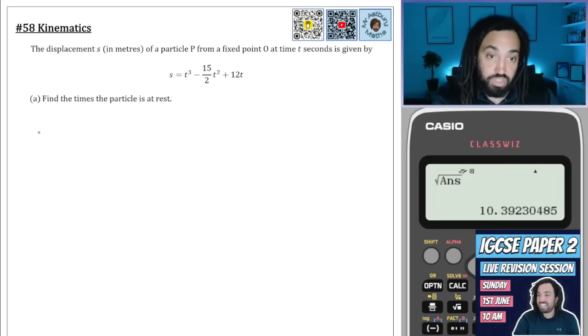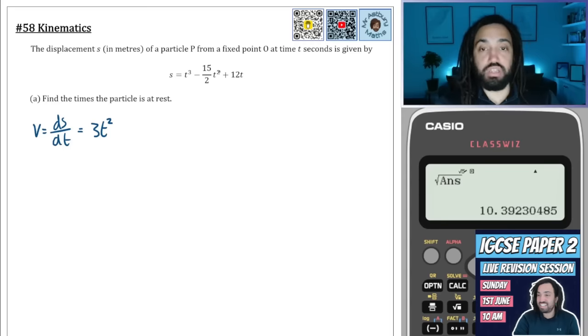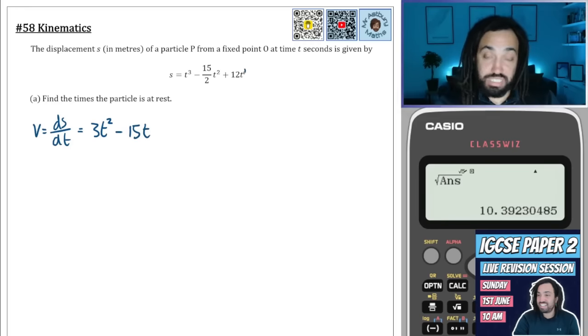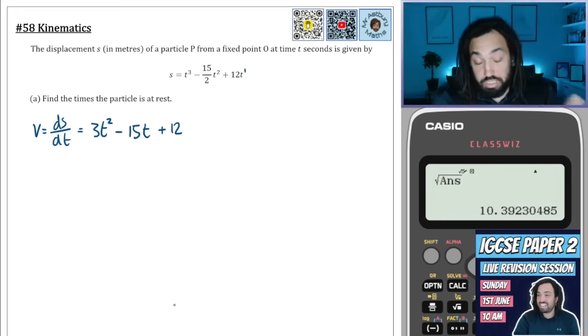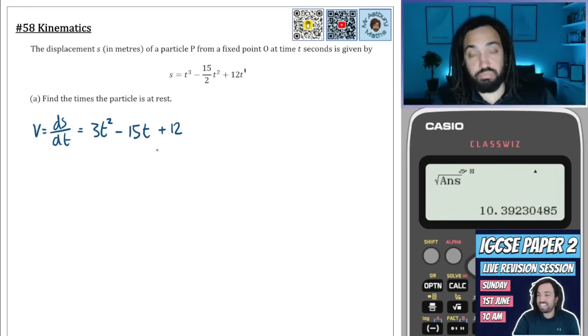So we need to find the velocity, and the velocity is the derivative of the displacement with respect to time. So differentiating this, the 3 comes down, and then we drop the power down by 1. The 2 comes down, times by minus 15 over 2 gives just minus 15, and then we drop the power down by 1. And this is 12t to the 1, so the 1 times by the 12 just gives us 12, drop the power, so the t to the 0 is just 1. Times it by 1 is going to give us just 12.